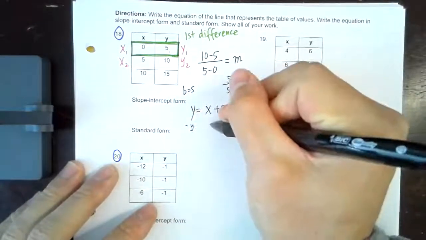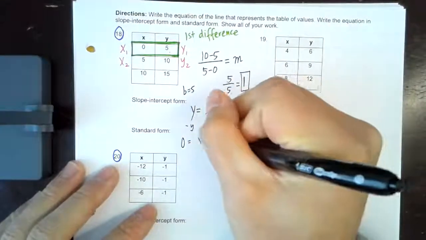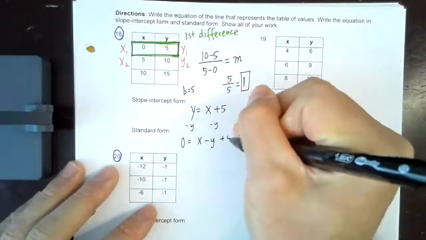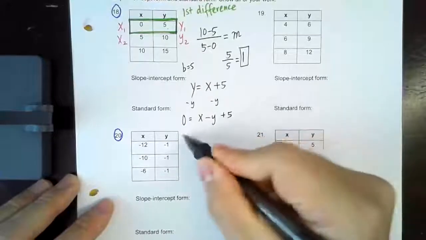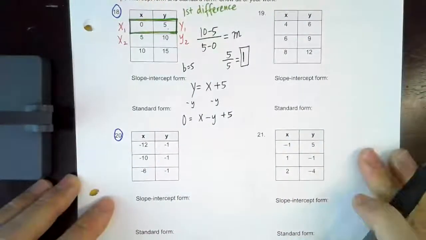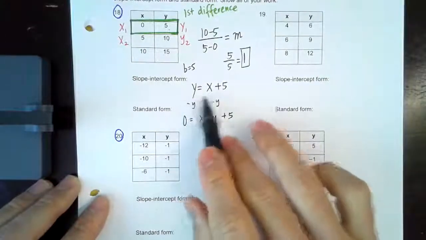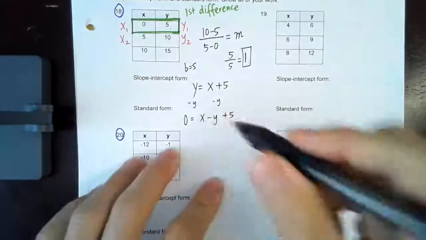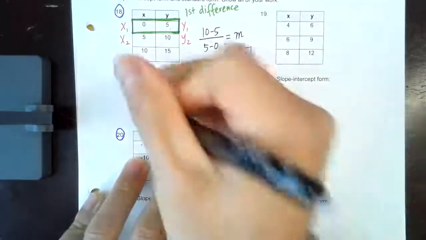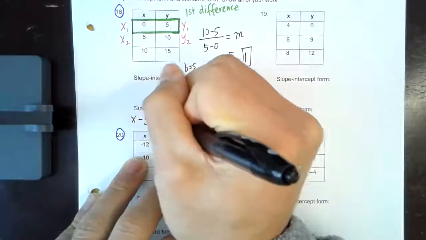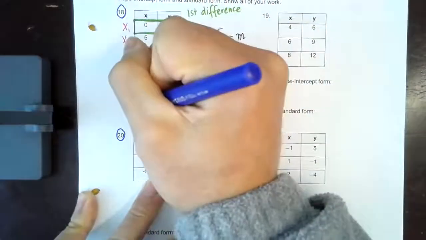So what I'm going to do is subtract y from both sides. Technically, that would give me 0 is equal to x minus y plus 5. But then I'm just going to move the 5 to the other side, and I have my answer in standard form. The reason I didn't subtract x from both sides is because I wanted to make sure the x stayed positive. So if I subtract 5 from both sides, my final answer is x minus y is equal to negative 5.